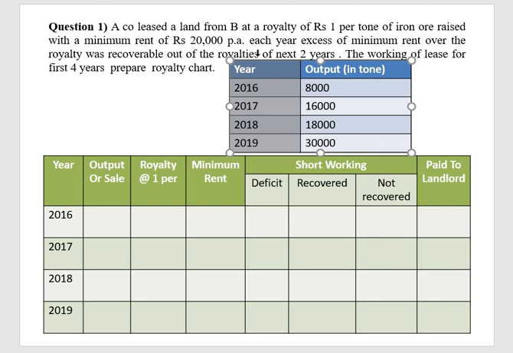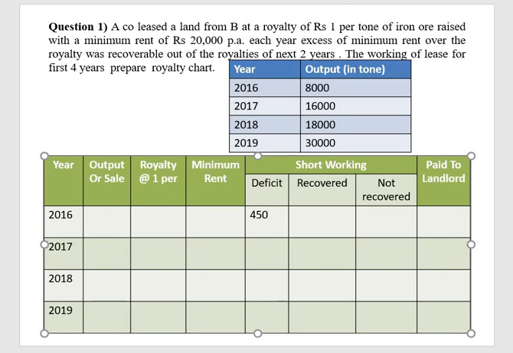It is recoverable out of the royalty of the next 2 years. It means if there is any deficit, the deficit of that year is to be recovered in the next 2 years. What does next 2 years mean? If there is any loss in 2016, that is recovered from the later years, the last being 2018. Next 2 years means we should not consider that year itself.